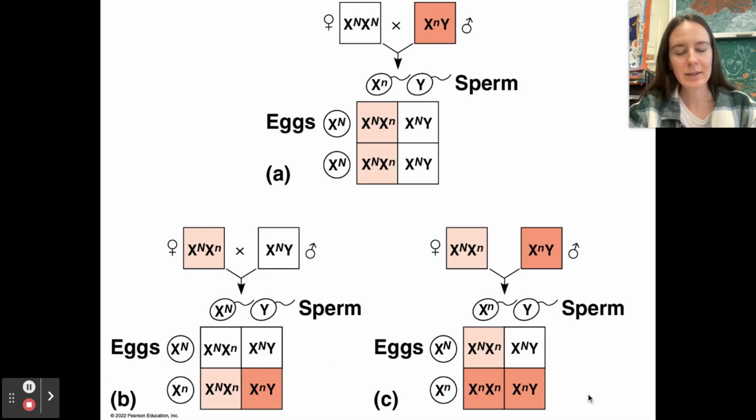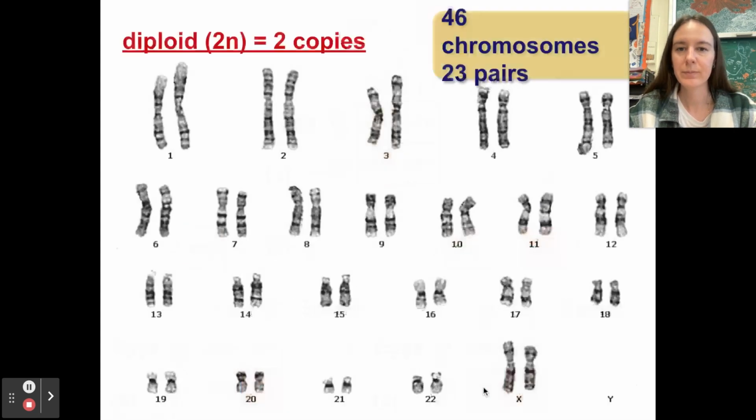Okay, and the same here. If the sperm and the egg both pass down two little n's, so the mom in this case is a carrier, then you will see that it's possible for a female to get the trait with two little n's here, because she now has two copies of the recessive allele.